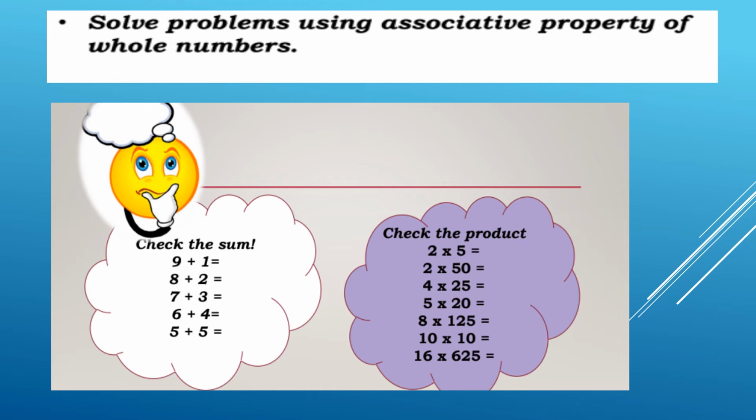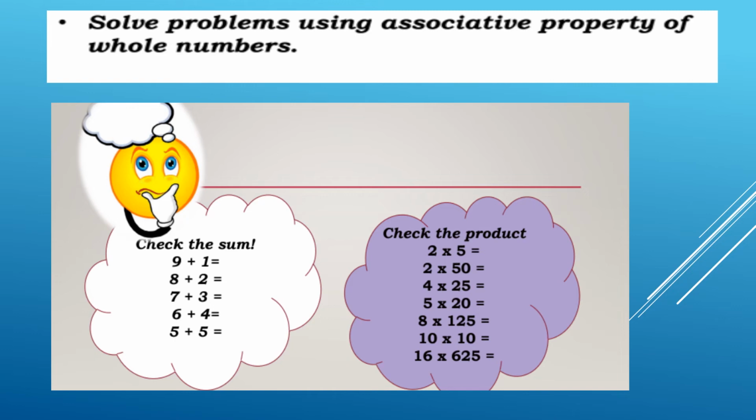Now here we will be solving problems using associative property of whole numbers. So now check the sum. What would 9 plus 1 tend to? 8 plus 2 tend to? 7 plus 3 equal to? 6 plus 4 equal to? 5 and 5 equal to?